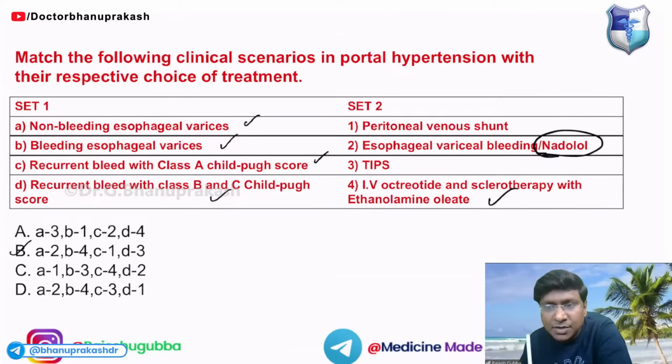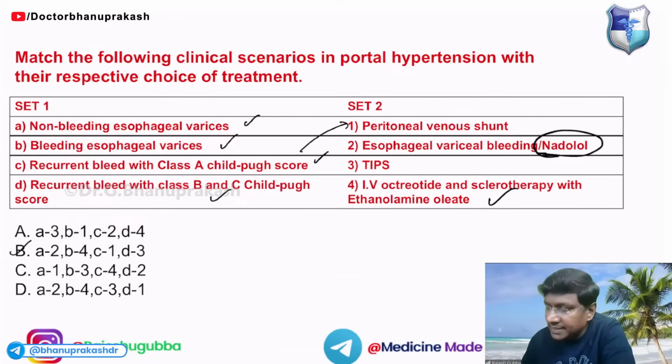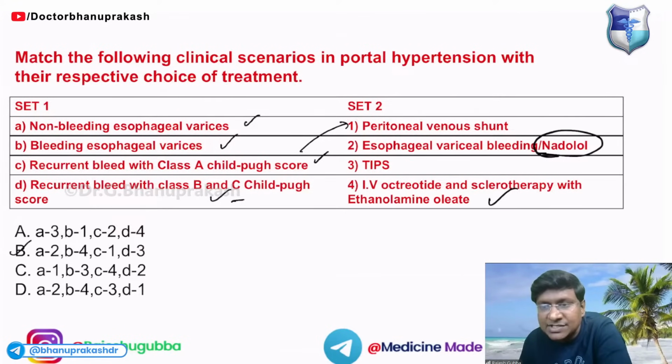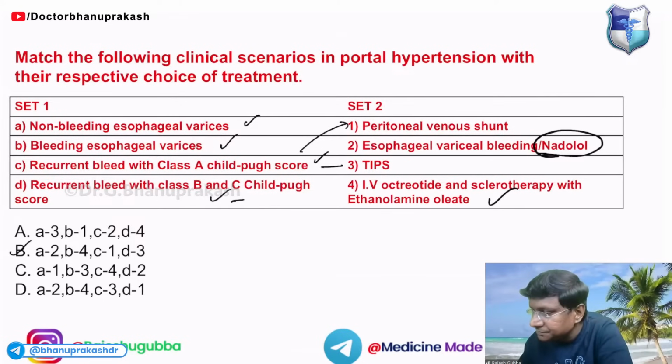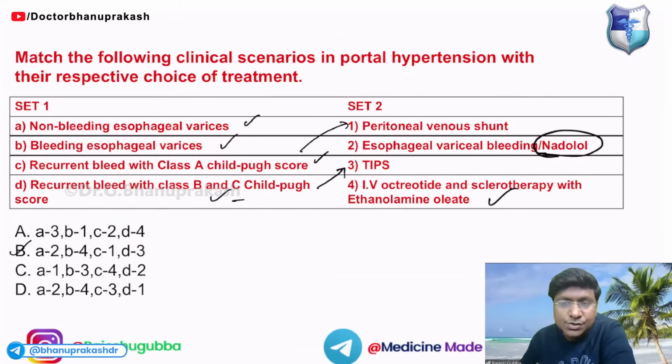And those individuals who have recurrent bleeding with Child-Pugh class A, a portosystemic venous shunt has to be done. But in those with recurrent bleeding with Child-Pugh class B and class C, you have to do TIPS. So this is how the questions can be framed. Actually, this is a question on one of the complications of cirrhosis of the liver, that is portal hypertension.